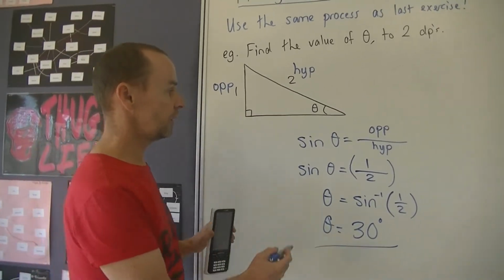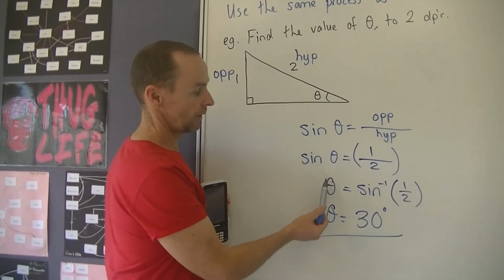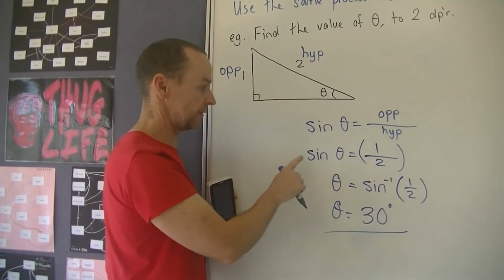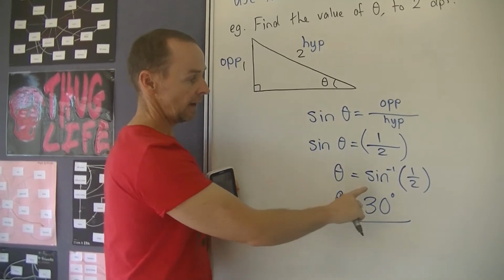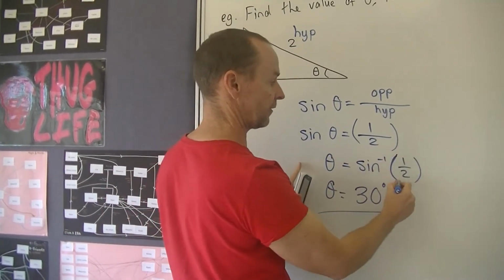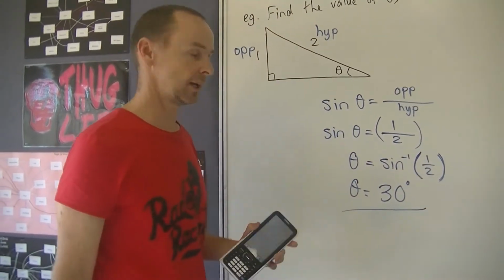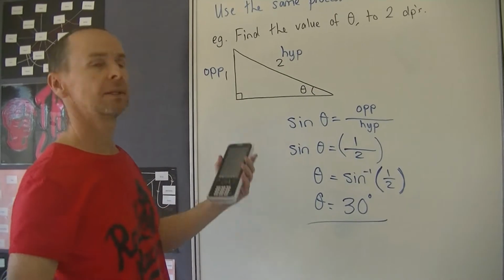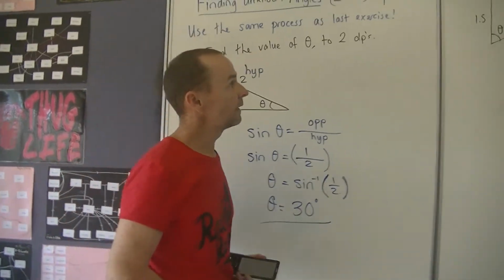Excellent. The only new bit here is that you've got to go inverse sine. It's second function, or shift on those basic calculators. Shift and then sine, and that'll be written on your calculator. Write that step in. Make sure you put brackets around the half, otherwise you might get an incorrect answer. And 30 degrees. Is it a sensible answer? Yes, it is. Great job. Let's do the next one.